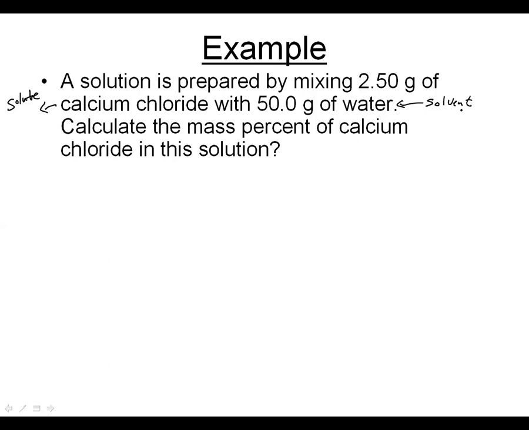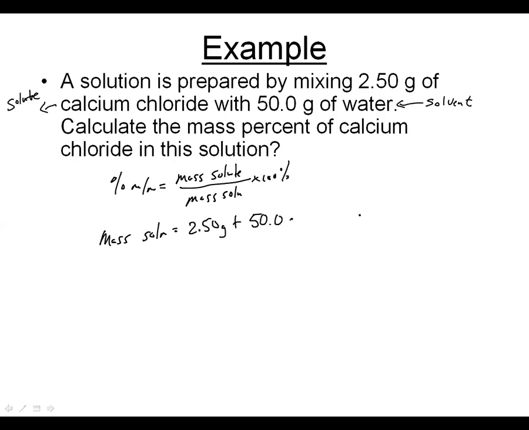And if we wanted to calculate the percent mass to mass, we would take the mass of the solute divided by the mass of the solution times 100%. So to get the mass of the solution, we would have to take the solute, which is 2.5 grams. We would have to add it to our solvent, which is 50 grams. And that's going to give us a mass of solution of 52.5 grams.